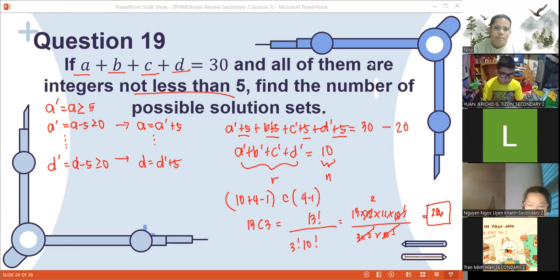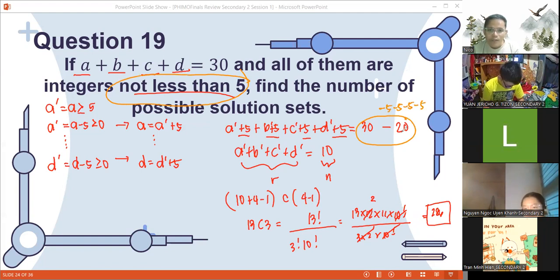Again, you should comply with the condition in which it's not less than 5. So if it's not less than 5, automatically, you can say that it is 6, 7, 8, 9, 10, right? So since it's not less than 5, A should be plus 5, B is plus 5, C is plus 5, D is plus 5. So we have a shorter value here. We have 30 minus 5 minus 5 minus 5 minus 5. That's why we have minus 20. Okay? And then this one, that's the time that we use stars and bars.